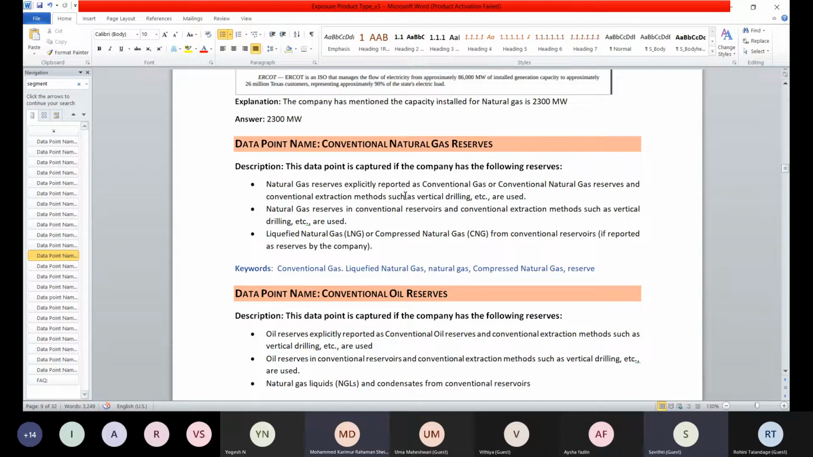These reserves will be in different units. For gas it can be mostly in tons, or any other unit. But if it is oil, it will be in liters or barrels or gallons. These are all the units.